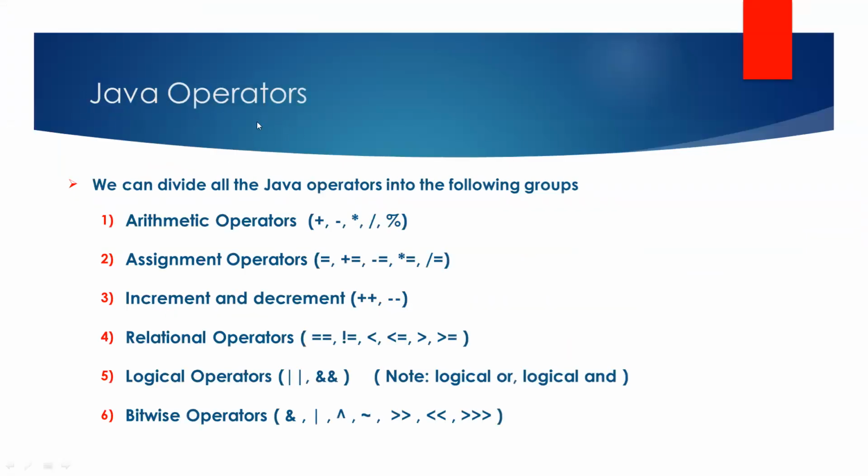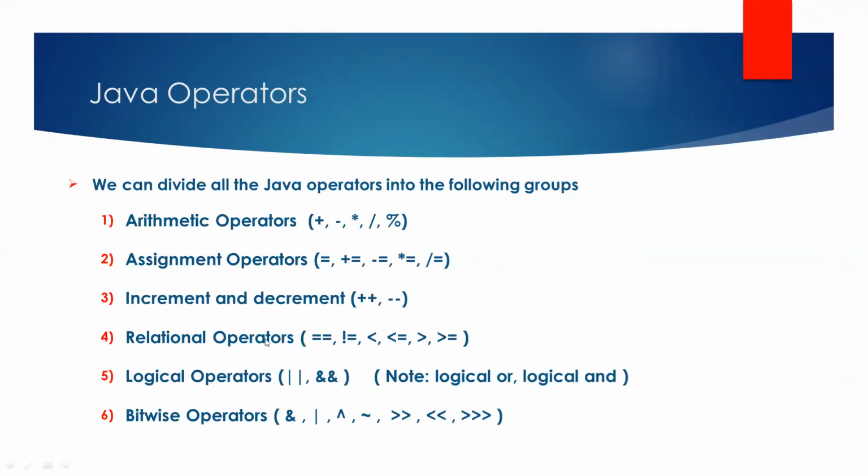So Java operators can be divided into these categories. We can divide all the Java operators into the following groups. One is called arithmetic operators: plus, minus, multiplication, division, and modulo. Then the assignment operators, such as plus-and-assignment and minus-and-assignment. This is the shorthand of values. And also available in Java are the increment and decrement operators.